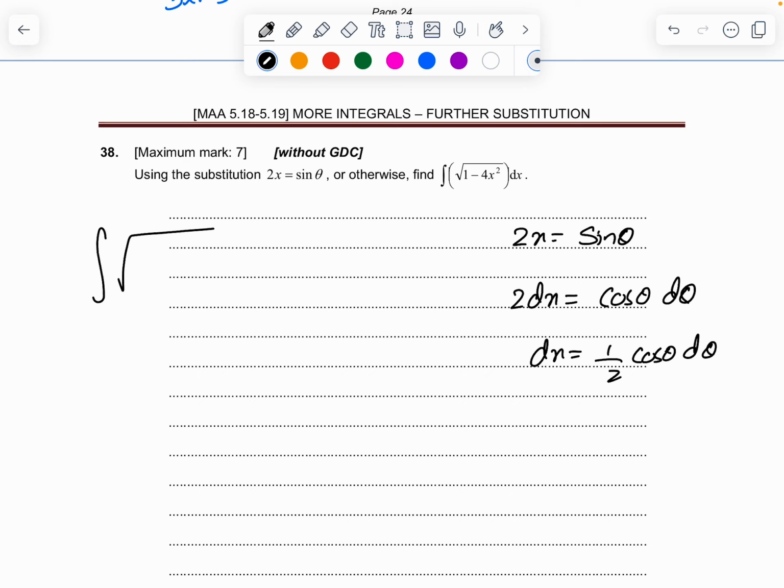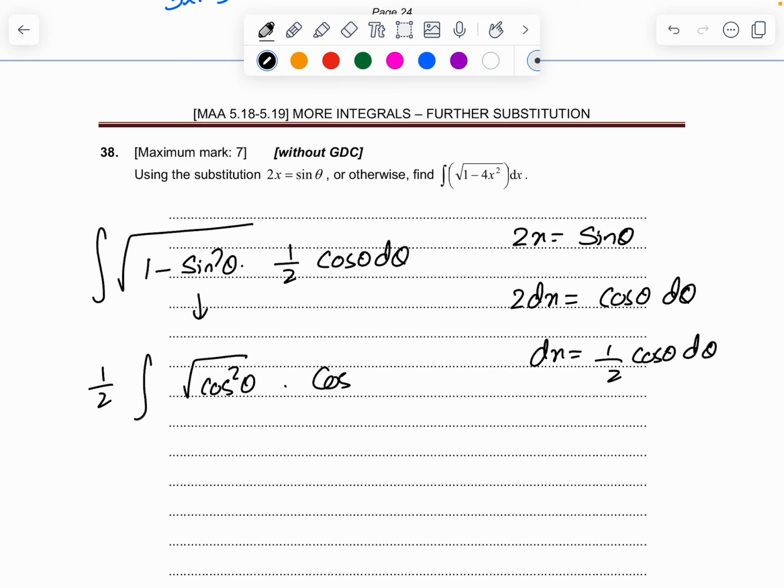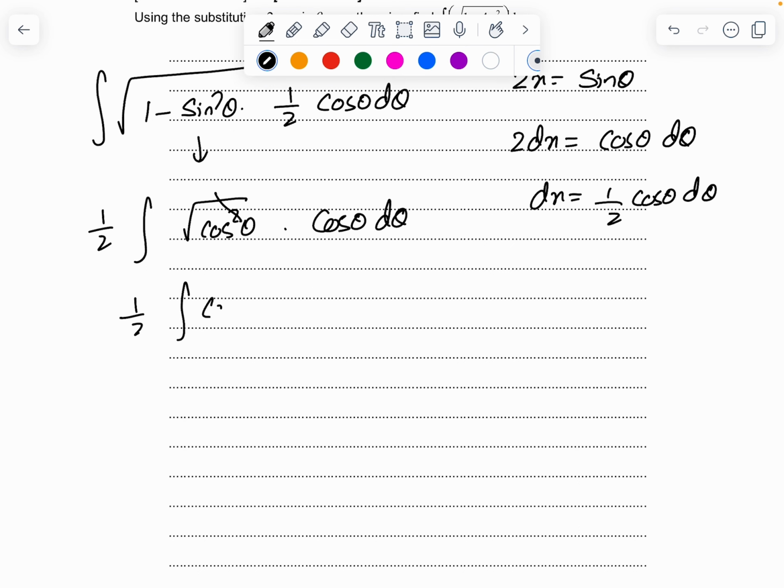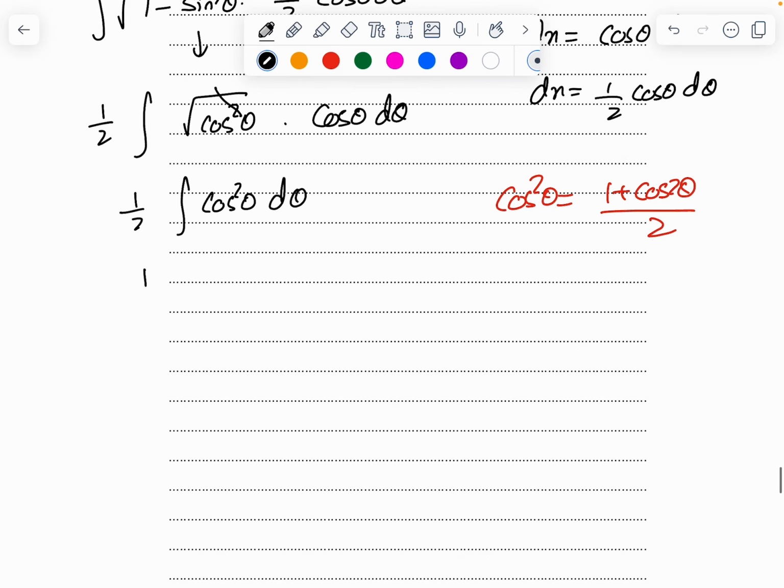So the square root of 1 minus 4x square becomes the square root of sine square theta, and dx is 1 upon 2 cos theta d theta. So 1 upon 2, 1 minus sine square theta is cos square theta, then cos theta d theta. Square and square root get cancelled, so I will be left with 1 upon 2 cos square theta d theta. Just now we learnt a formula: cos square theta is 1 plus cos 2 theta divided by 2. That formula we did in the previous question, so it becomes integral of 1 plus cos 2 theta divided by 2 d theta.